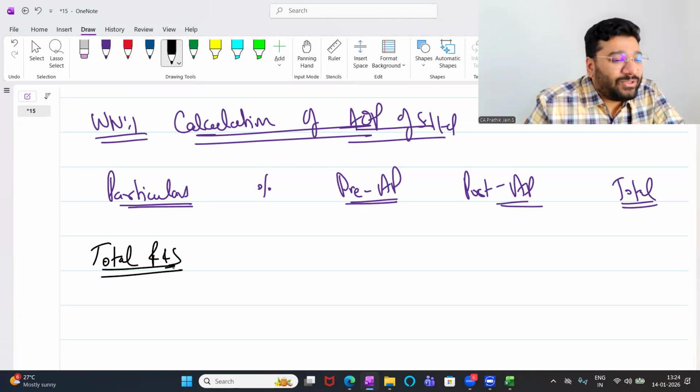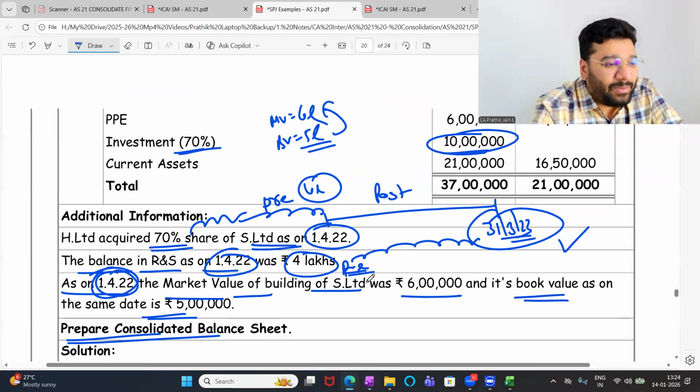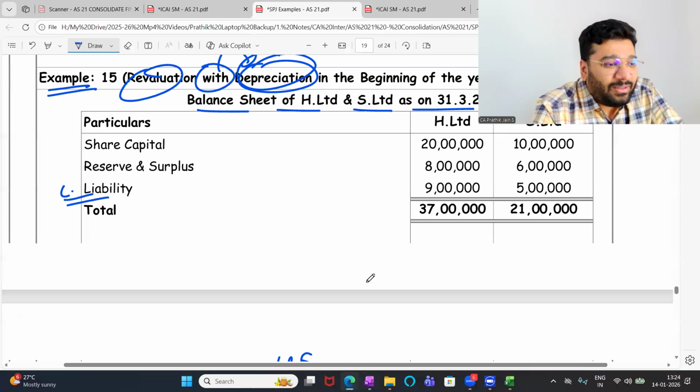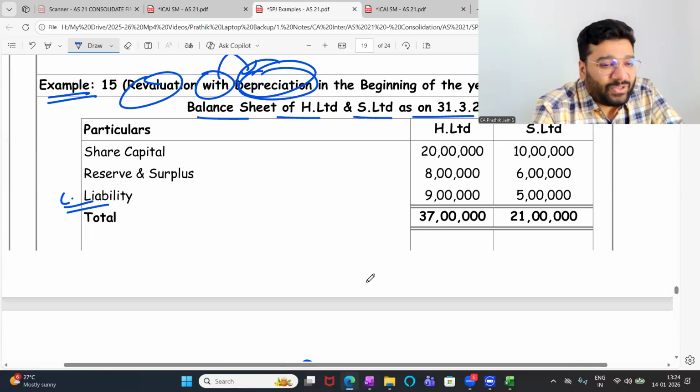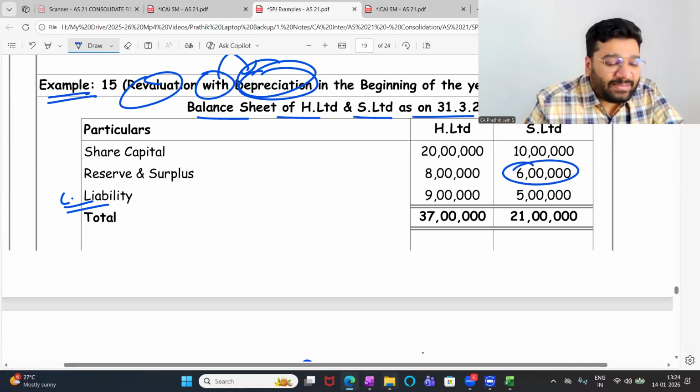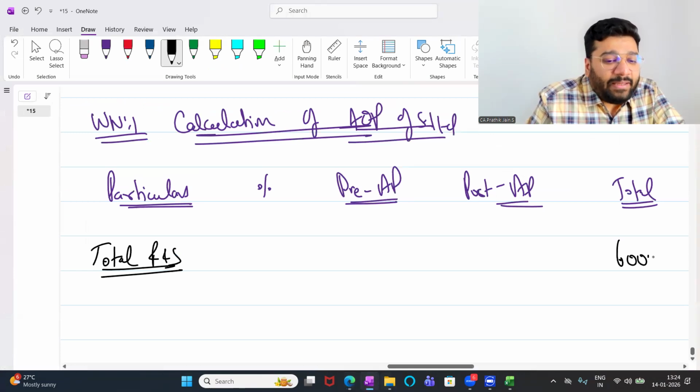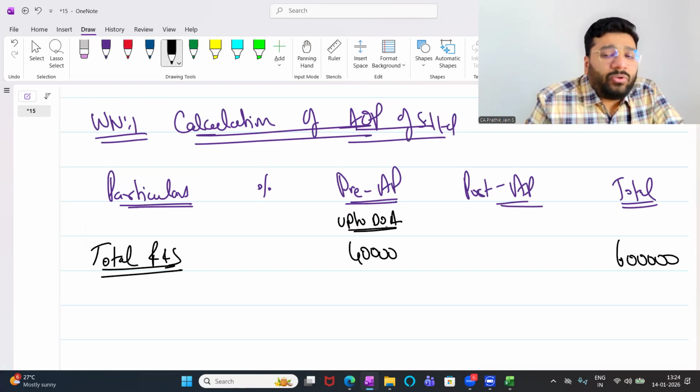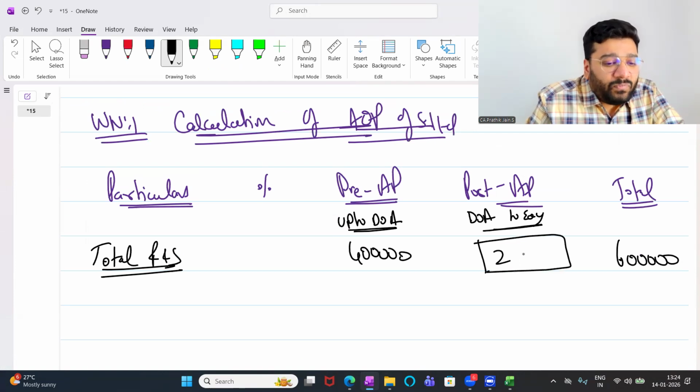Total reserve and surplus. How much is total reserve and surplus? 4 lakh. I asked total, 6 lakhs. Then how much belongs to pre? 4 lakh, given on 1/4. This is up to date of acquisition. Up to date of acquisition, the opening balance of profit is 4 lakh. So during the year, that is from date of acquisition to end of the year, what is the profit? 2 lakh rupees. Any problem?